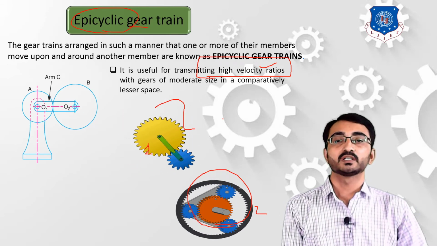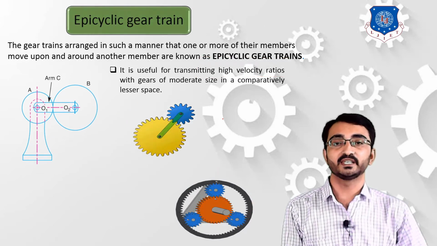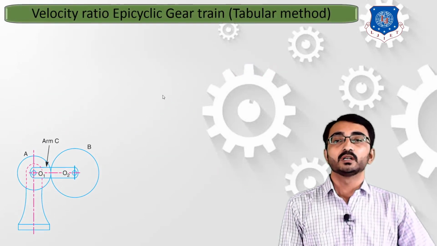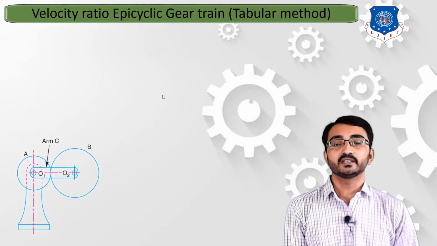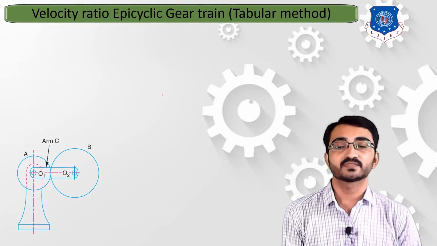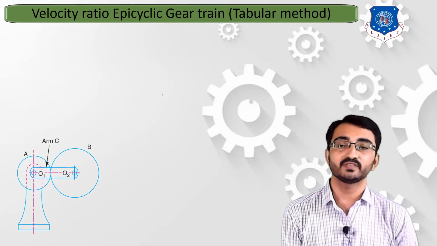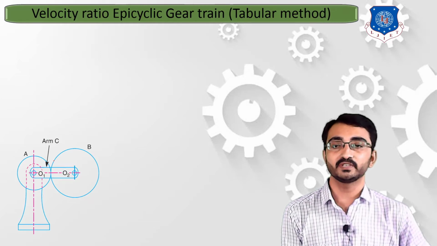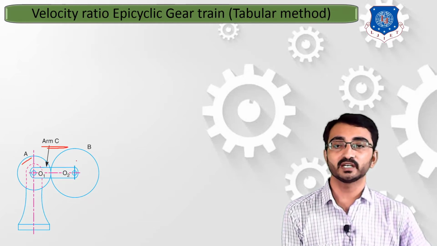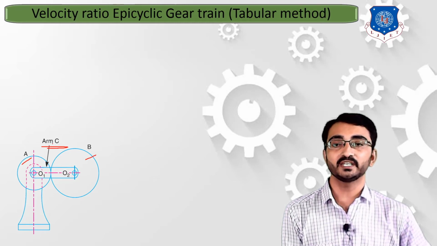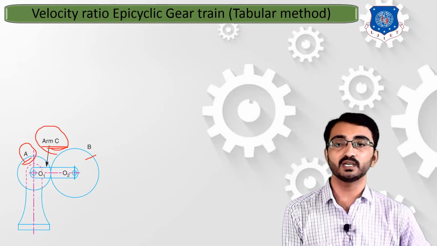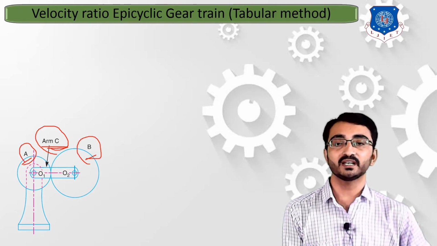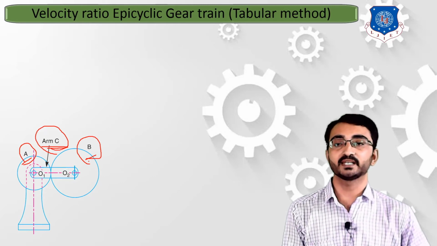Let's derive the speed ratio of epicyclic gear train. The epicyclic gear train is obtained by a combination of simple and compound gear trains. As we have learned previously, if we fix this arm C, then with respect to arm C, gear A and gear B both work as a simple gear train. But if we are not fixing this arm and we fix gear A or gear B, then we can achieve different types of epicyclic gear trains.